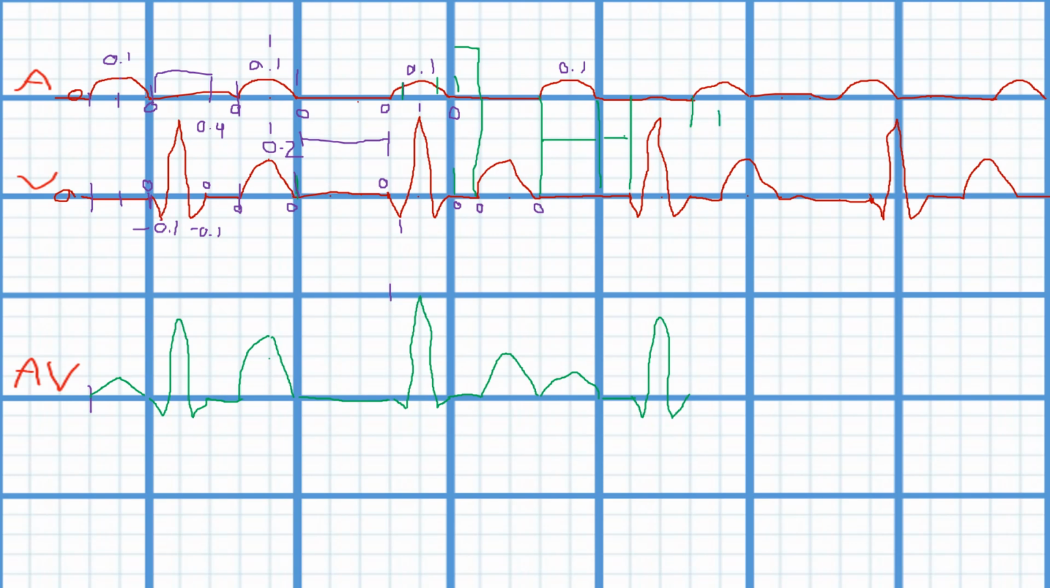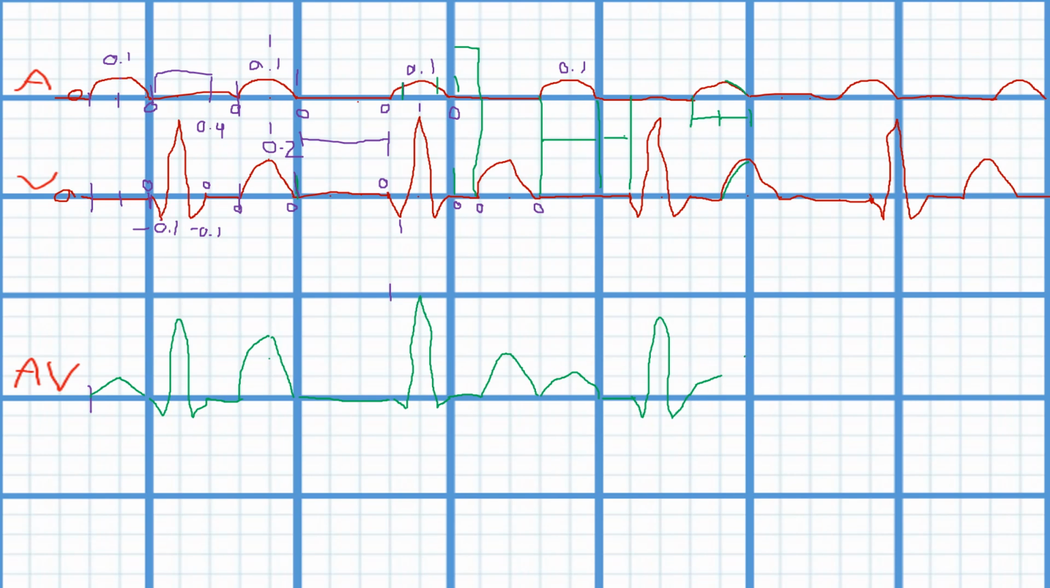And so if we look between these two lines right here, we have just atrial activity. So we're going to copy that. All right, so 0.1. And now here's where it gets a little goofy. So right here, between these two lines, we have both atrial and ventricular activity. The atrial activity is decreasing, and the ventricular activity is increasing right here. And so at the end, we got 0 plus 0.2 is going to be 0.2.